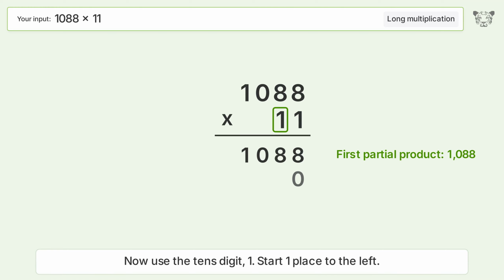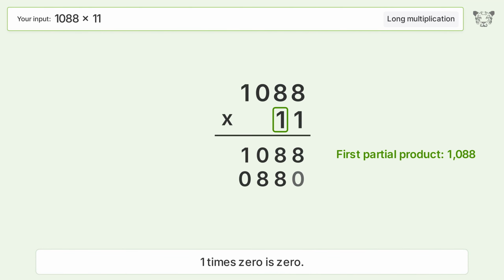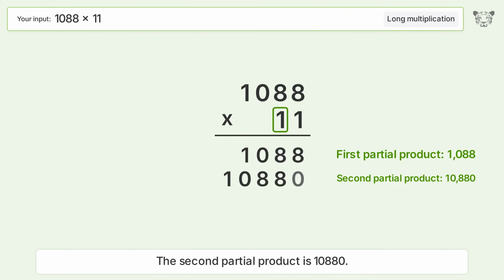Now use the tens digit, 1. Start one place to the left. 1 times 8 is 8. 1 times 8 is 8. 1 times 0 is 0. 1 times 1 is 1. The second partial product is 10,880.